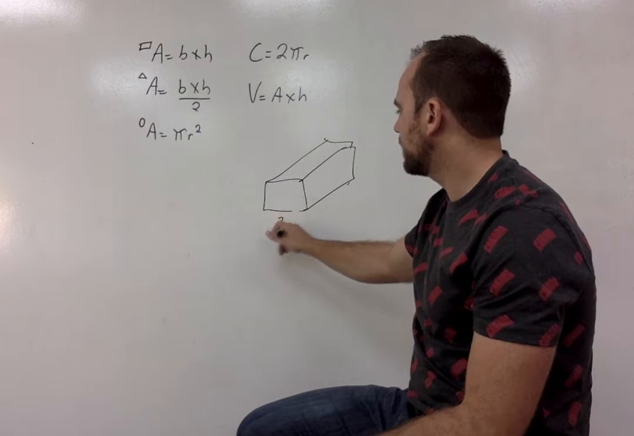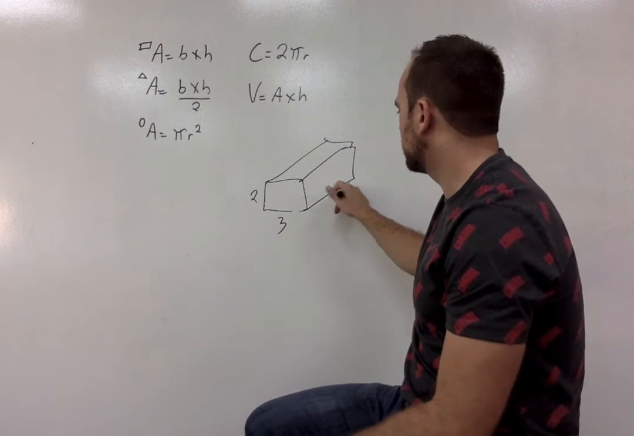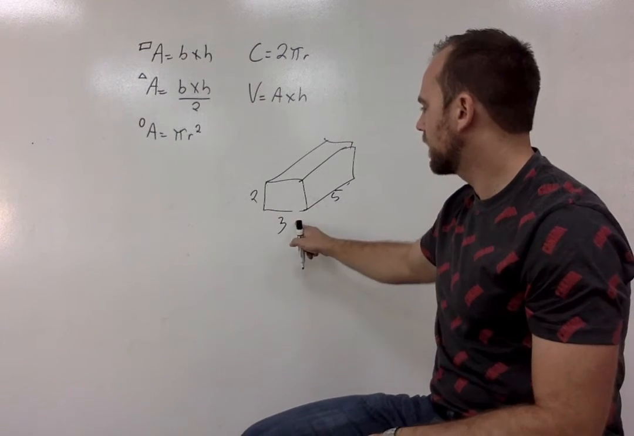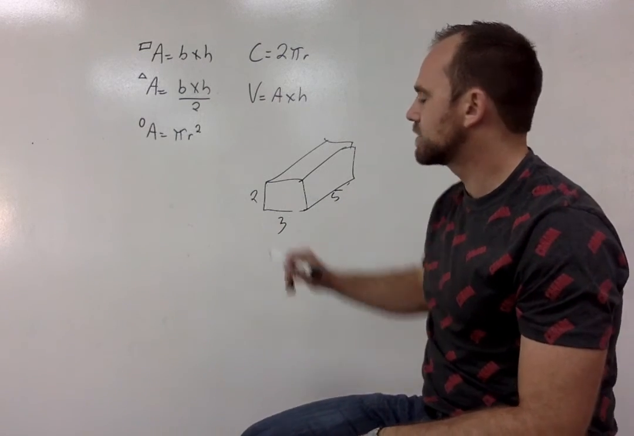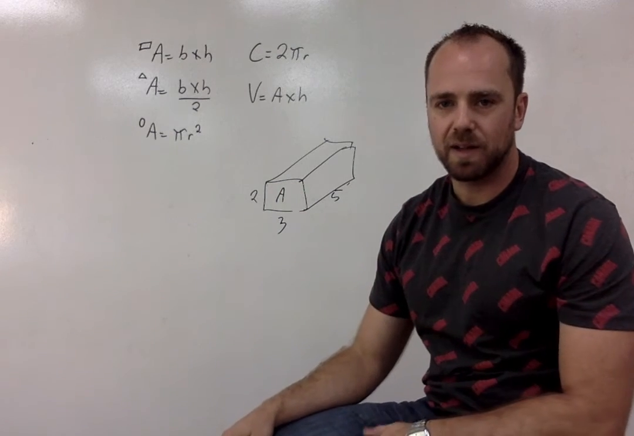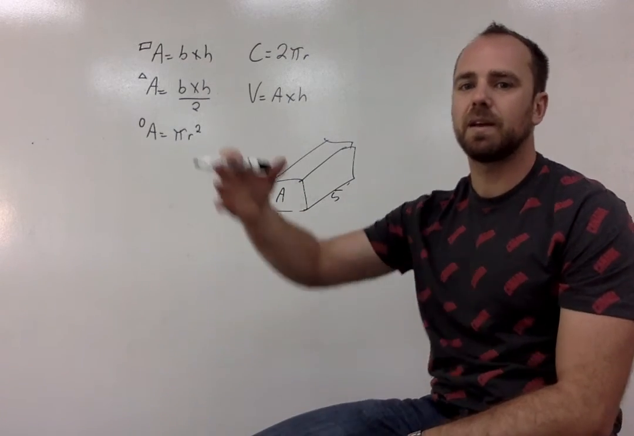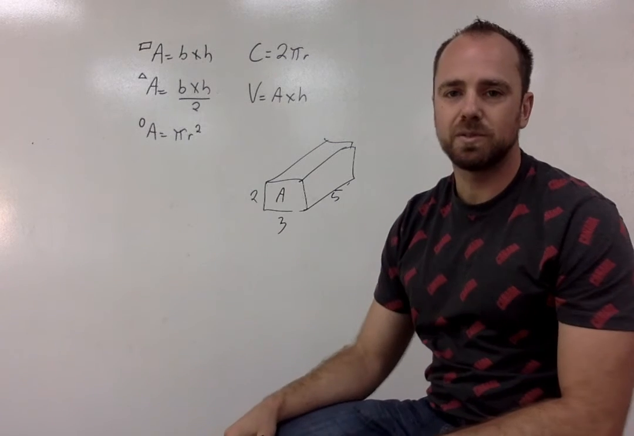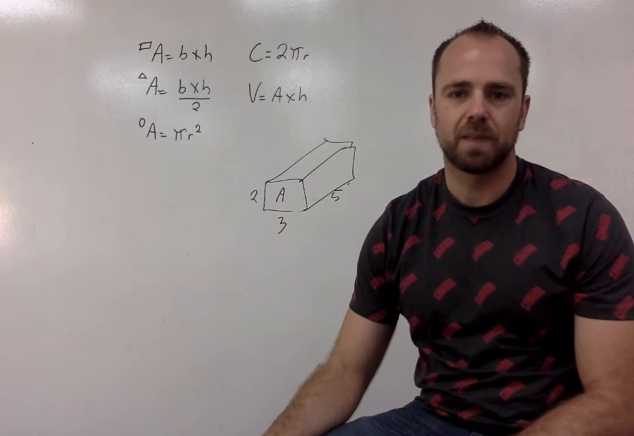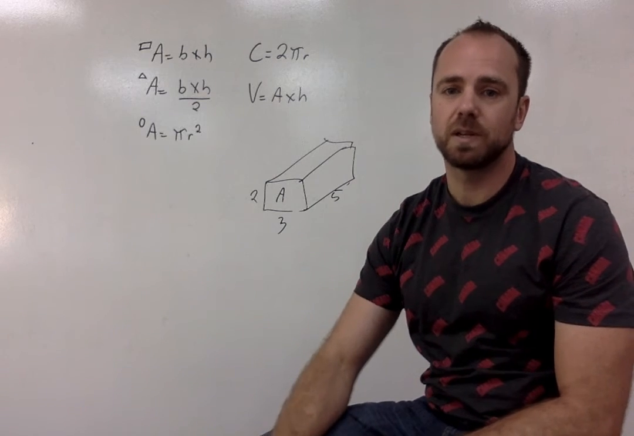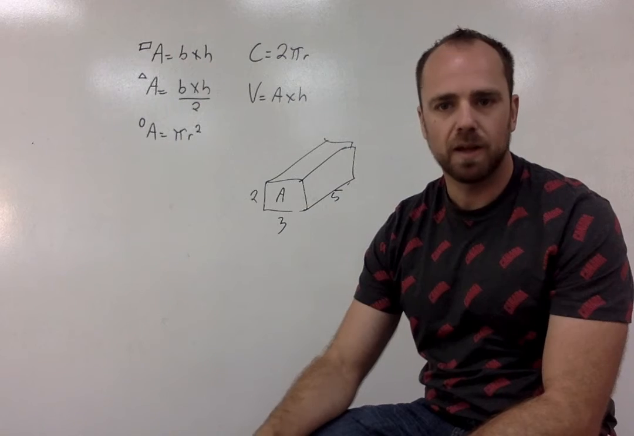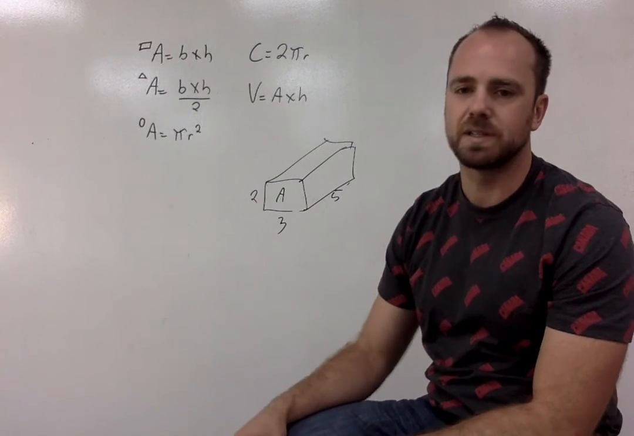So if we have 3, 2, and 5, similar to the question on the exam that we recently had, I'm going to say 3 times 2 for my base. This is what I'm going to call my area, and that's what's going to be carried on all the way through. 3 times 2 is 6. 6 times 5 is 30. So my volume in this situation is going to be 30 centimeters cubed, if all the units were in centimeters.